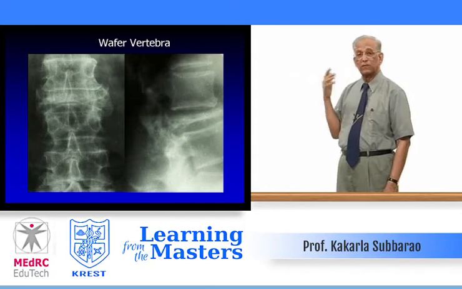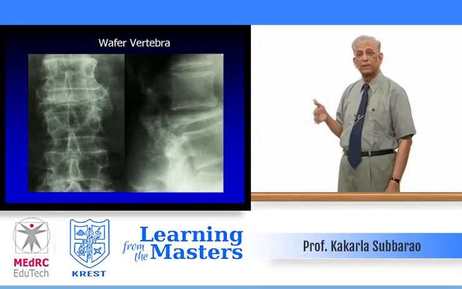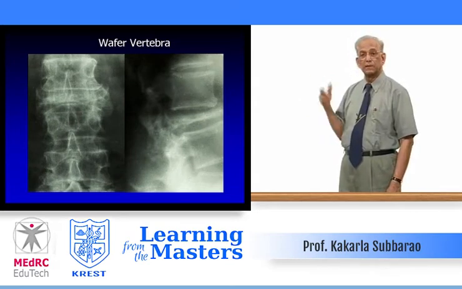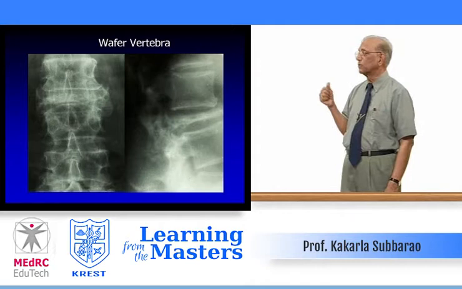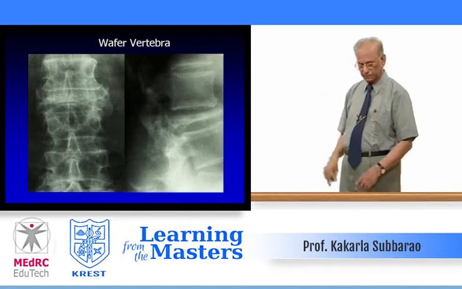But then there is a lot of differential diagnosis. In metastasis it can occur, occasionally in primary tumors, in Ewing's or round cell sarcoma it can occur, plasmacytoma it can occur. So one has to be very careful in differentiating Paget disease from other entities.